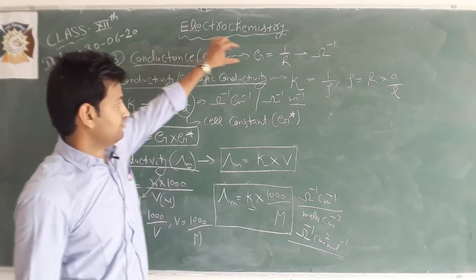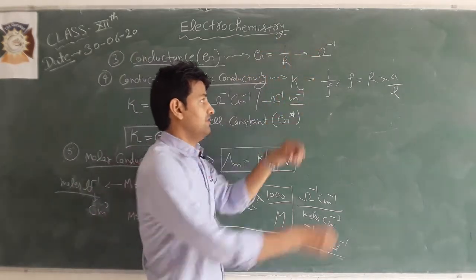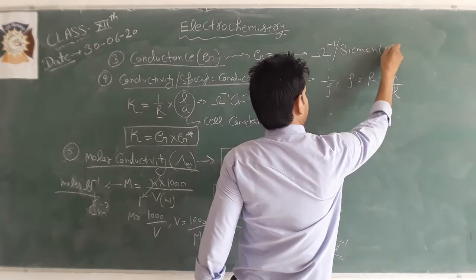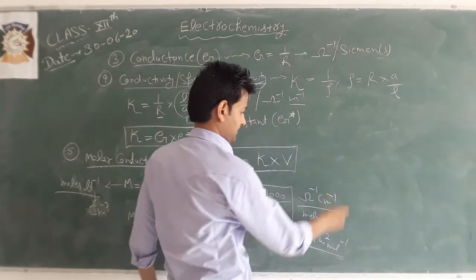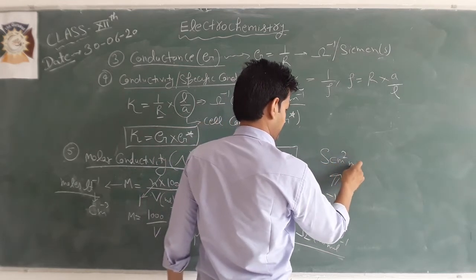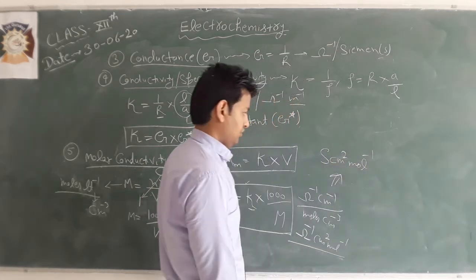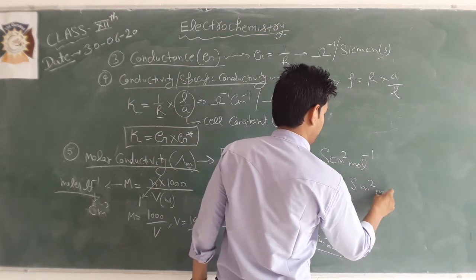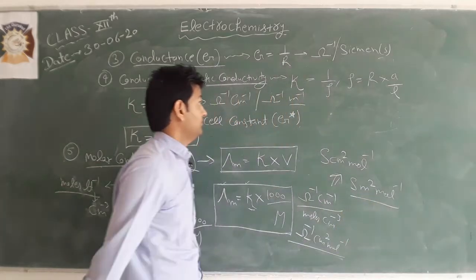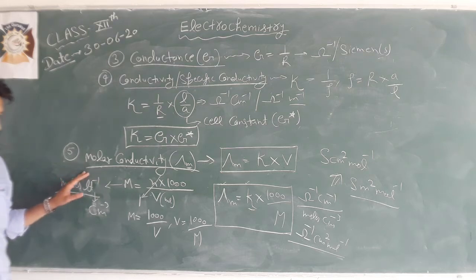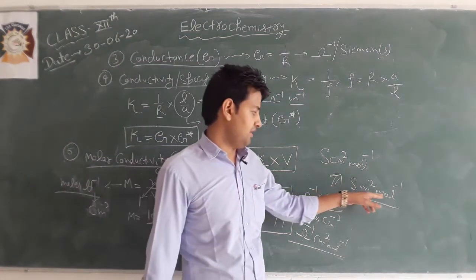And for the conductance, 1 over R, this is ohm inverse. It can also be written as Siemens. Its symbol is S. So we can also write their unit as Siemens centimeter square per mole, or we can also write it as Siemens meter square per mole. These are the units for the molar conductivity: Siemens centimeter square per mole, Siemens meter square per mole.